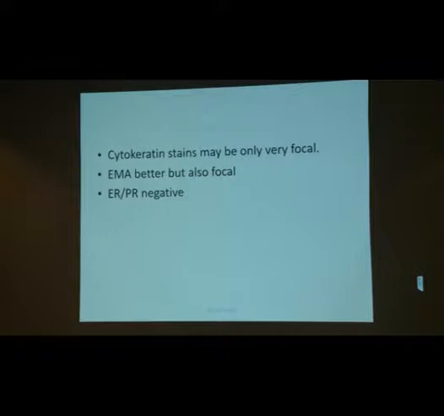Immunohistochemistry is often very unrewarding. In fact, it can often be completely negative for cytokeratin. In my experience, I found that epithelial membrane antigen is often better than cytokeratin. And even that, you're not going to get every single cell staining. It's just going to be scattered around here and there. ER and PR negative, and in this case, this was the mismatch repair gene profile. So PMS2 and MLH1 were both completely negative. And she did have a germline mutation.